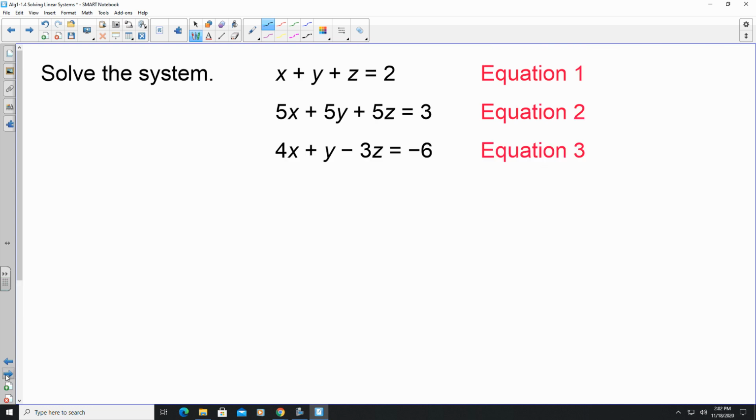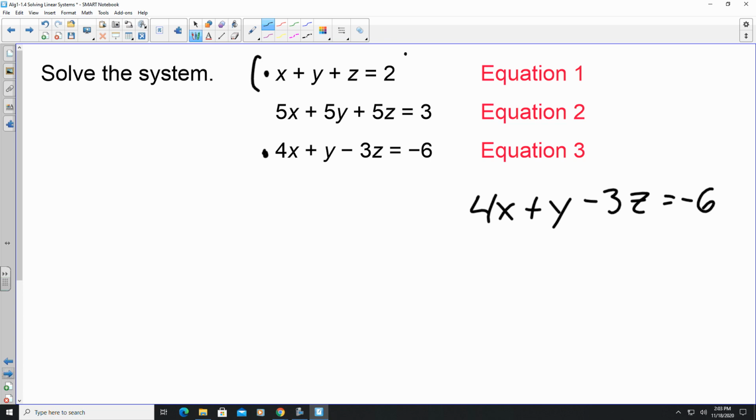Looking at another problem here, again, same idea. What you need to do is choose two values that you could easily cancel. In this particular scenario, I see I got a y and a y right here in equations 1 and 3. So just by looking at that, I'm going to write in 4x plus y minus 3z. I'm going to leave that alone.